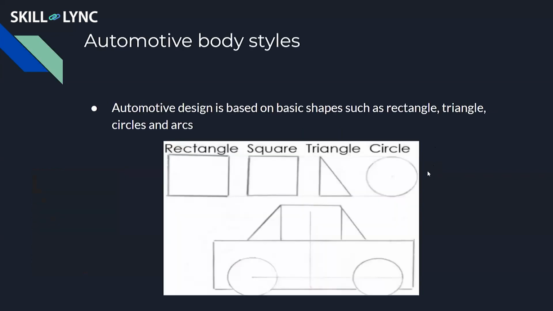Now come to automobile body styles. The basic forms that we learned include important shapes. Shapes are very important here. You have your rectangle, your square, your triangle, and your circle. By incorporating all of these things in an ordered manner, you can create a very basic sketch of a car.